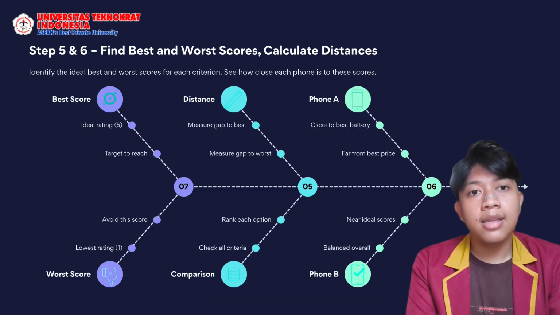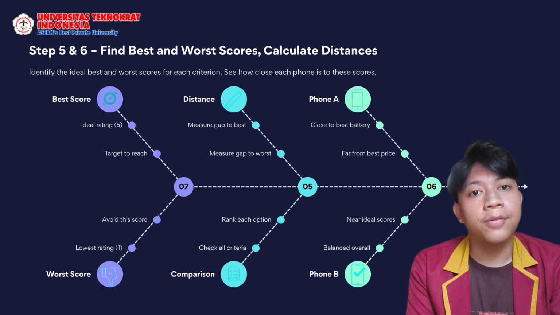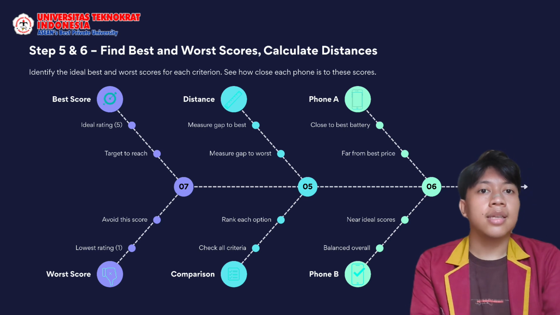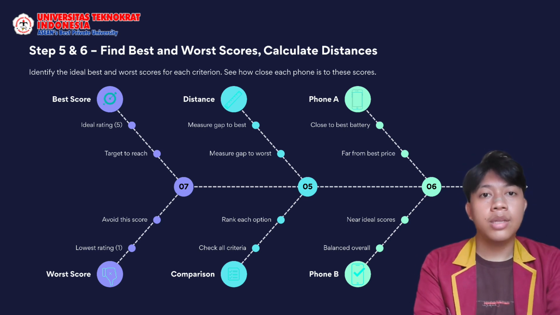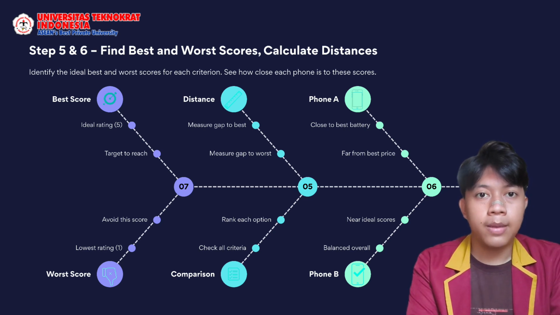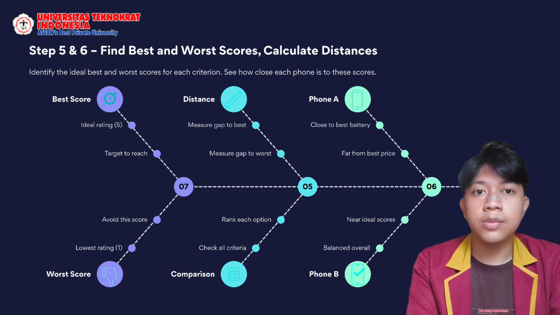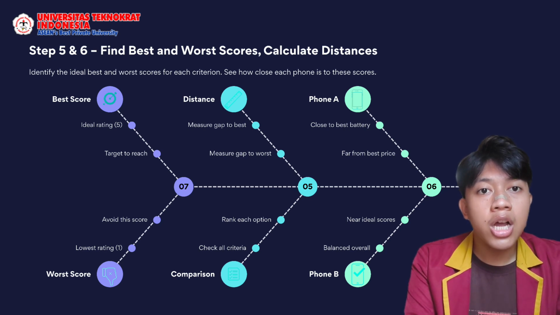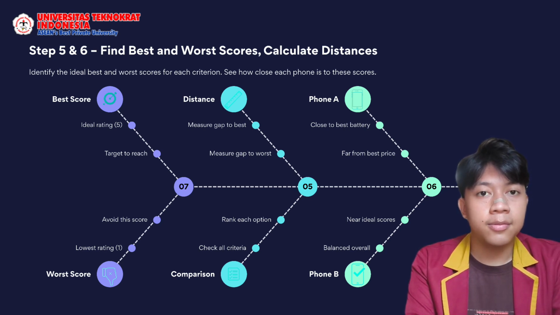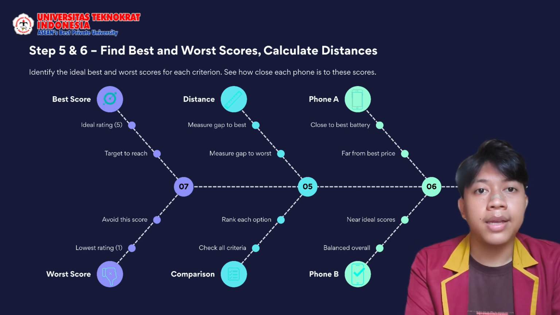Next, TOPSIS identifies the ideal best and ideal worst solutions. The ideal best means the perfect conditions such as lowest price, best battery, and highest camera quality. The ideal worst means the opposite conditions. Then, TOPSIS measures how close each smartphone is to the best solution and how far it is from the worst solution. The closer an option is to the ideal best, the better the choice becomes.